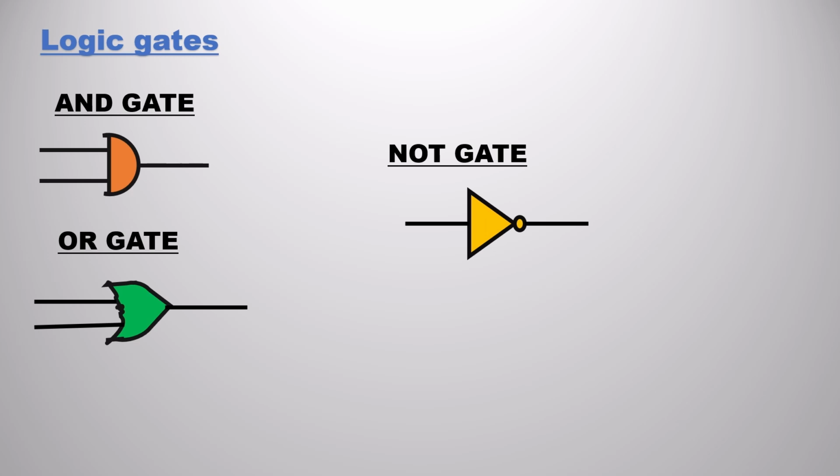With these three gates we can build any type of circuit or any gates we need, or any logic we want. We will see one by one in the upcoming videos the individual gates and their truth tables as well.